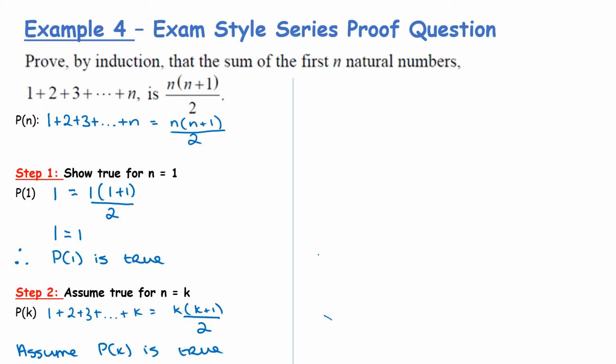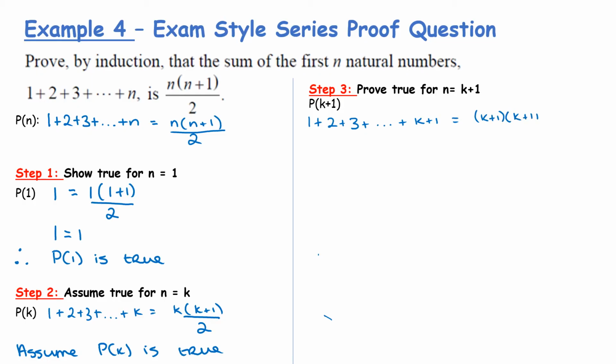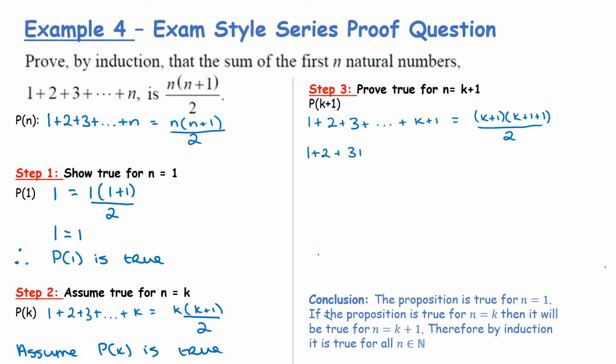We then have step 3. So prove true for n equals k plus 1. So this is P(k plus 1). So we have 1 plus 2 plus 3 plus all the way up to k plus 1. And that should be equal to, or at least we're going to try to prove that it's, k plus 1 bracket k plus 1 plus 1 all over 2.